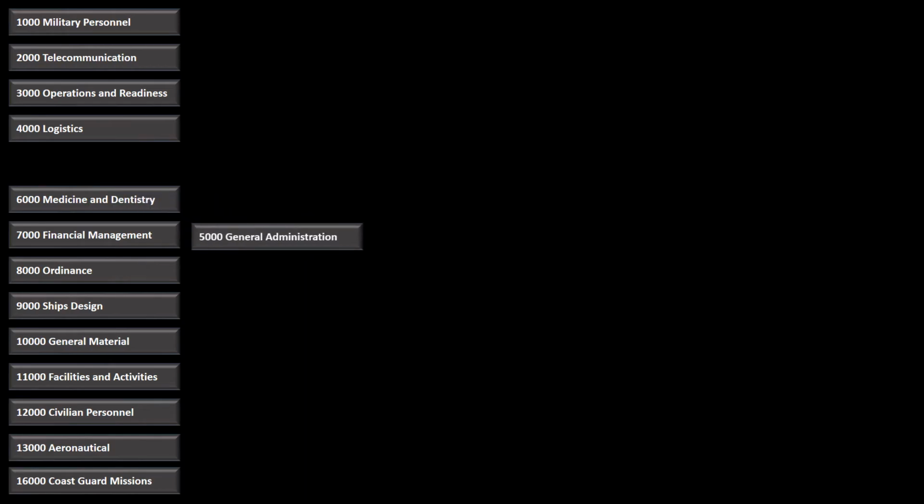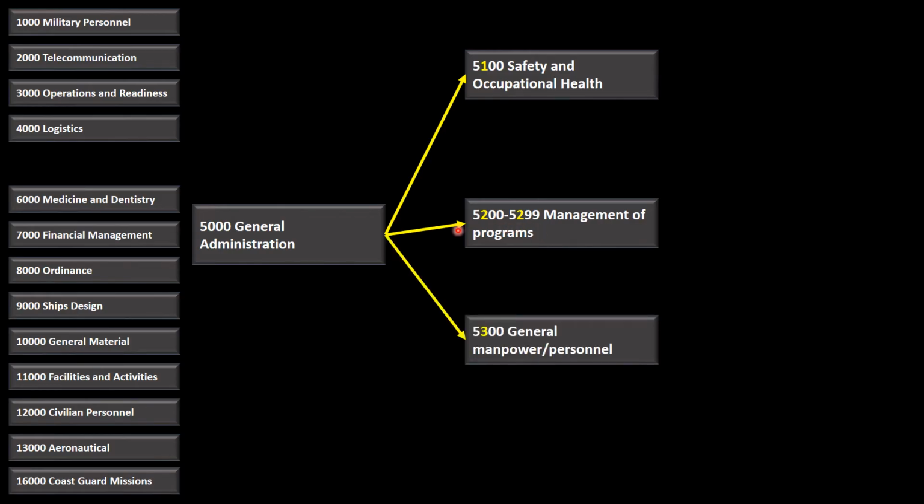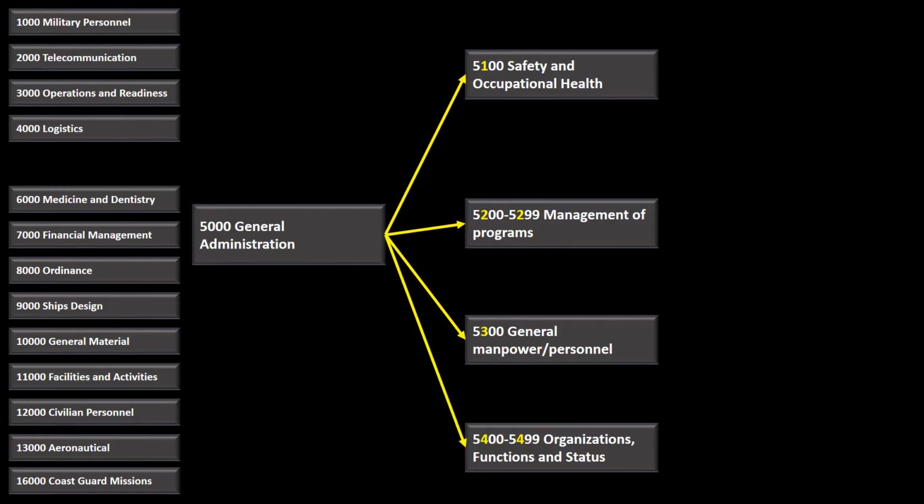So general administration, look at the 5100 series, safety and occupational health. We're going to look at the 5200 series, management of programs, right? Admin programs, management of admin programs. 5300 has to do with manpower and personnel. And then 5400, well, that's going to be organizations, functions, and status.